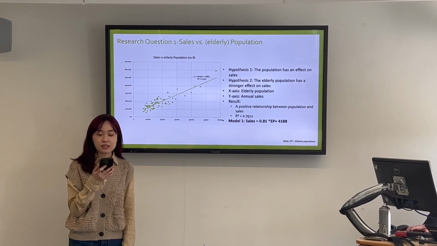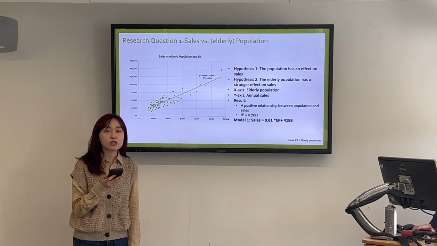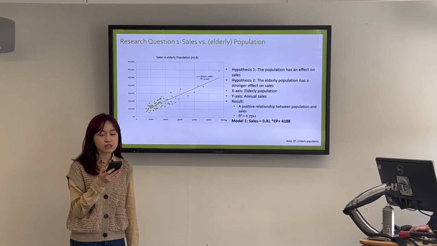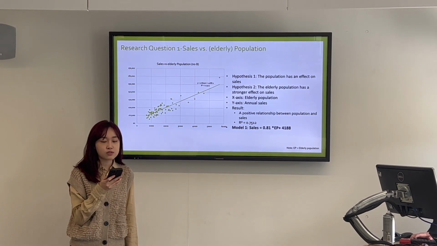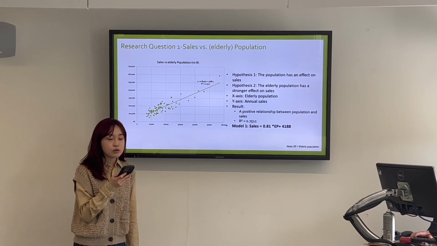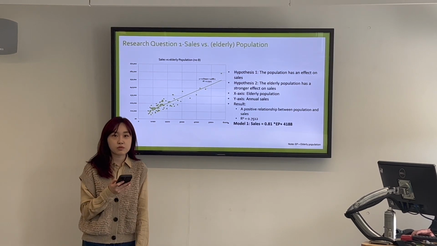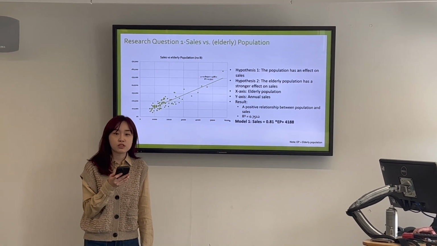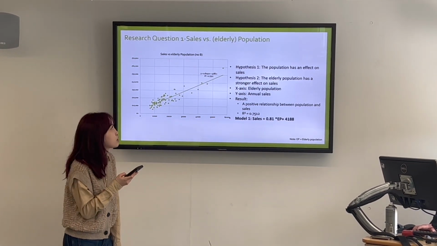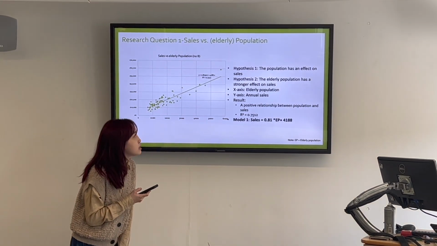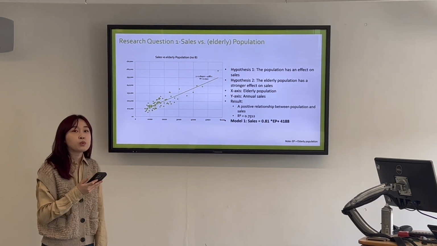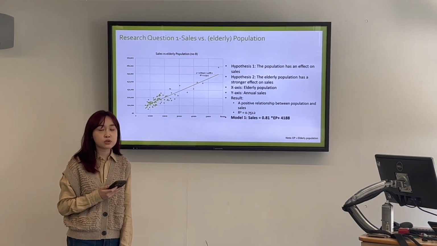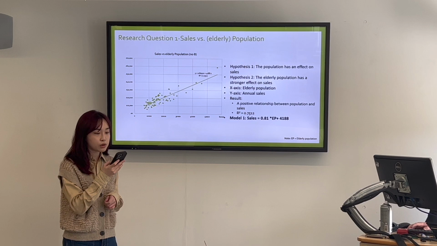Next, I will be discussing our findings on the impact of population demographics on sales, specifically focusing on the elderly population and the role of geographic area. Firstly, we set out to explore the relationship between the population and sales. Our initial hypothesis is that the population has an effect on sales. After analyzing the data, we found a positive relationship between the overall population and sales.